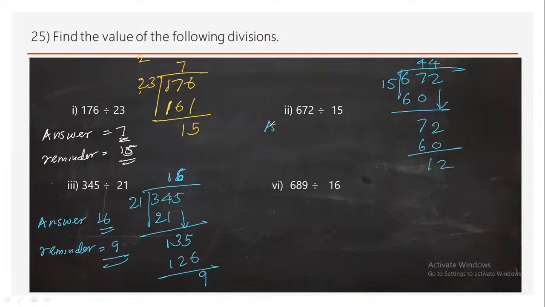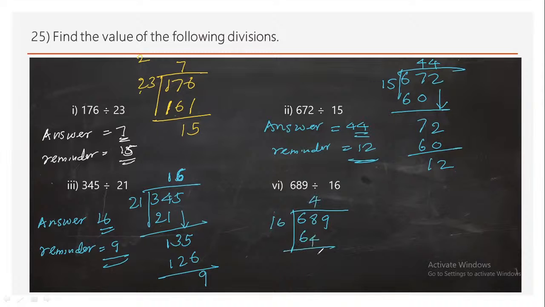Then answer 44. Reminder. 689. 68, how many 16s are there? 4. 4 times 16, 64. 4. 49, how many there are? 2. 2 times 16, 32. 7. 70.